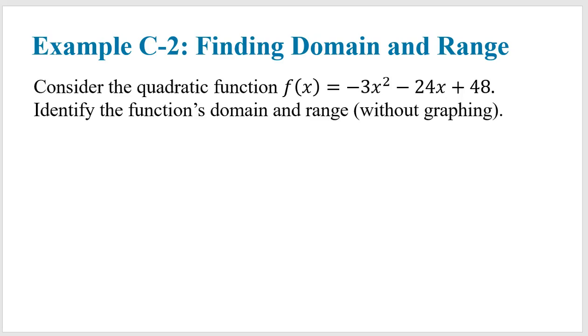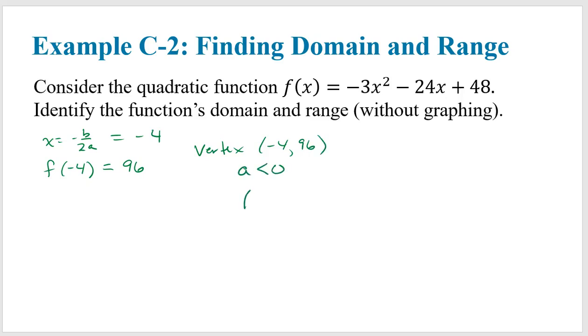First thing you will need to do is find that vertex. So you would use x = -b/(2a). You would find that value, which turns out to be negative 4. Then you would plug that into your function, and when you do that, you will find the value is negative 96. So the vertex on this one is going to be (-4, 96). Our a value is less than 0, which means it is opening downward. So this time our vertex was the maximum for this problem.